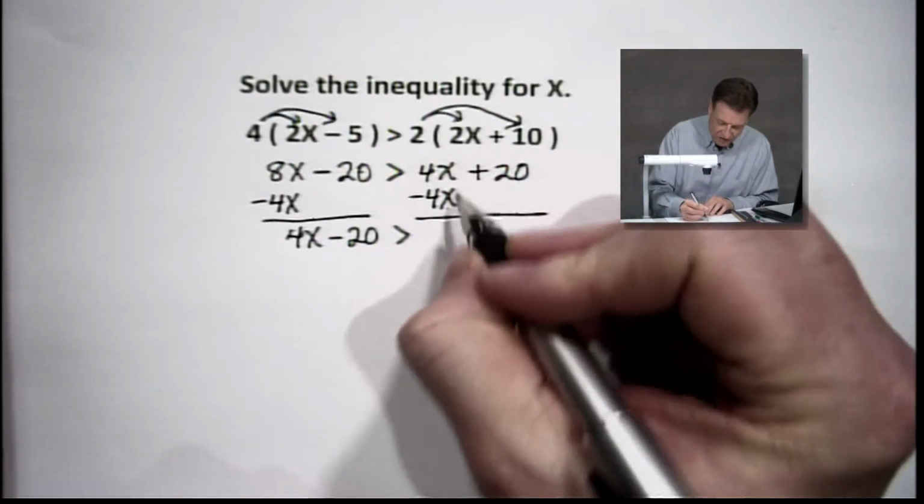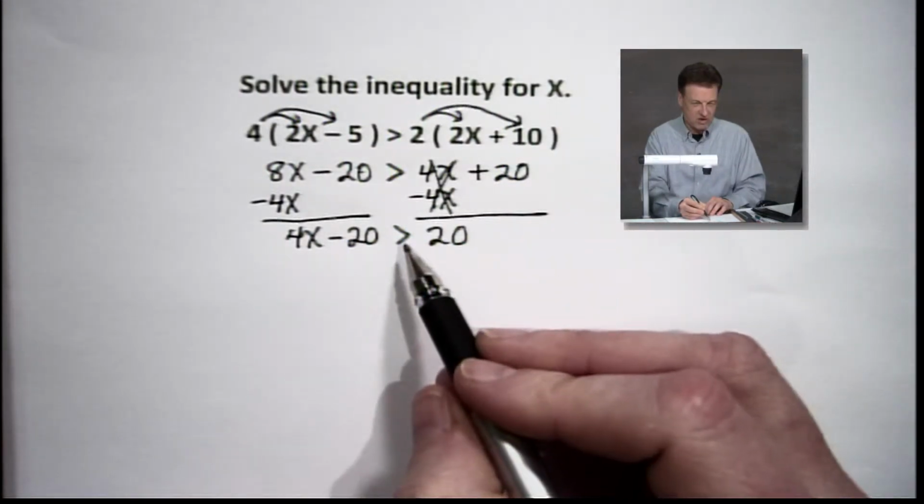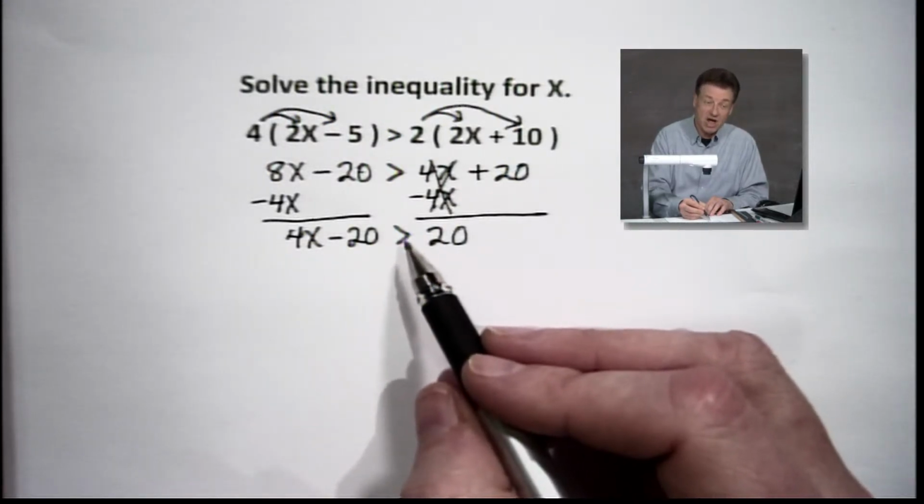Over here, say goodbye to your 4x's. We have a 20 left over. And notice we're still at greater than. That is not having any effect at this point. It doesn't look like it's going to have any at all, because you know why?